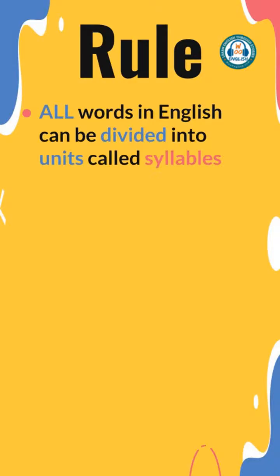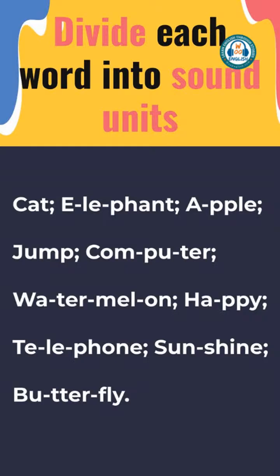So let's read the rule. Of course, you can always take a screenshot of the rule to keep it with you. I don't mind. So the rule says all words in English can be divided into sound units that are called syllables. So each of the chunks of each word here is called a syllable. For example, the word cat only has one syllable. The word elephant, you can notice, has three syllables. So, why do we need these syllables? We need them because they control the way you pronounce words in a very, very important way.